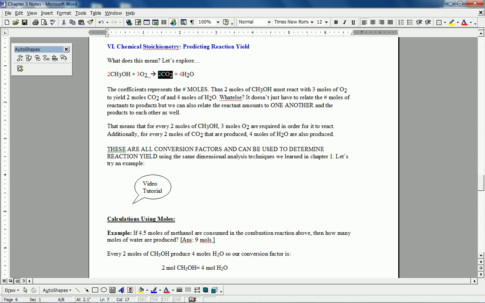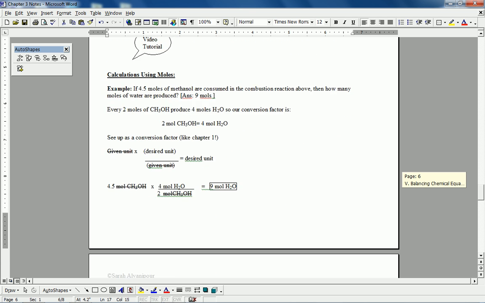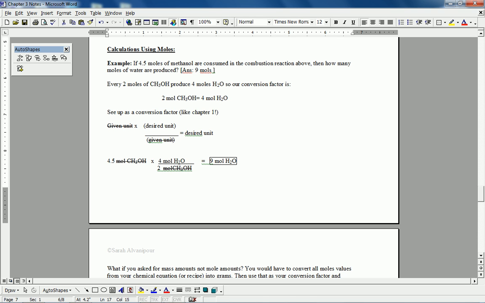So what we can actually then say is that these equivalencies of 2 to 3 and 3 to 2 or 3 to 4 actually are conversion factors. And just like dimensional analysis problems, they can be used to help us predict reaction yield. Let's take a look at an example down here. And this example asks that if 4.5 moles of methanol are consumed in the combustion reaction above, then how many moles of water are produced?